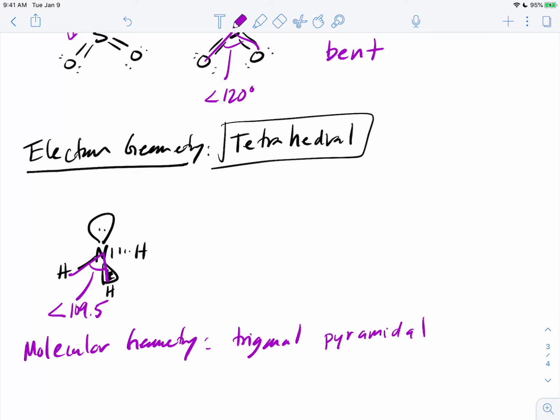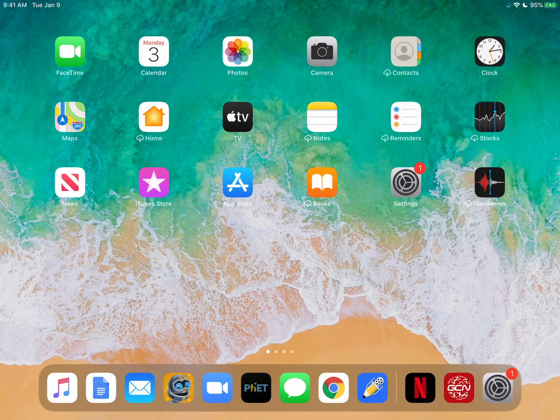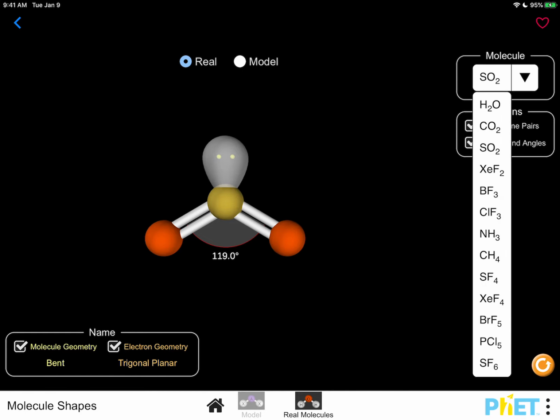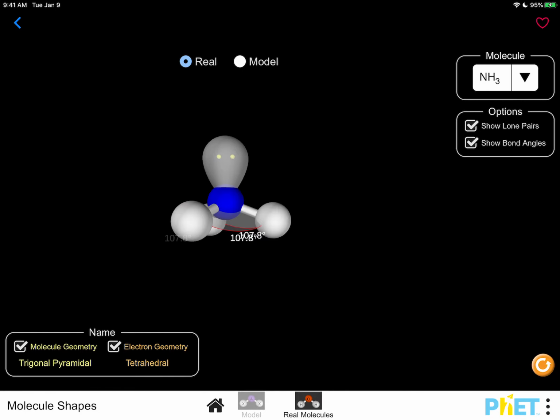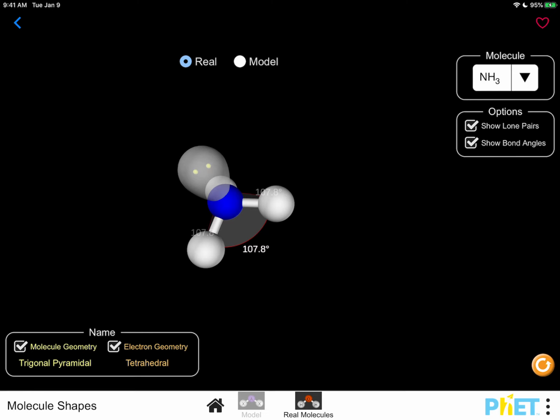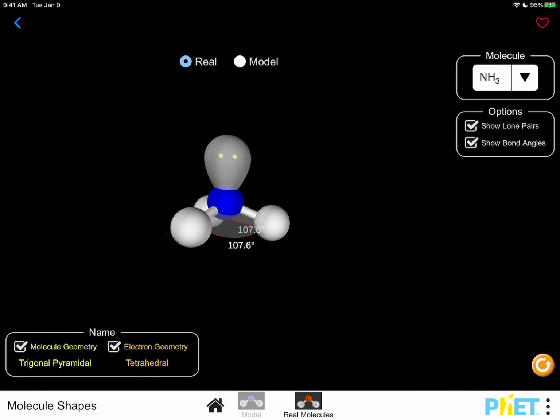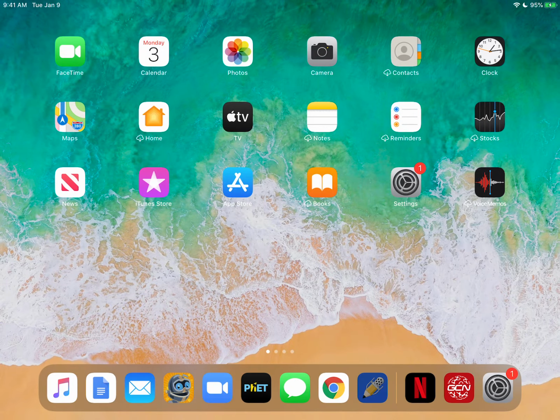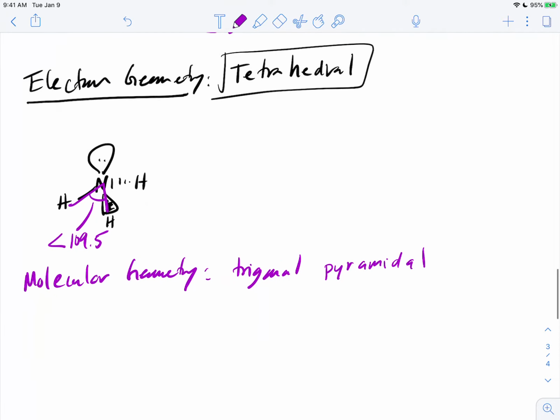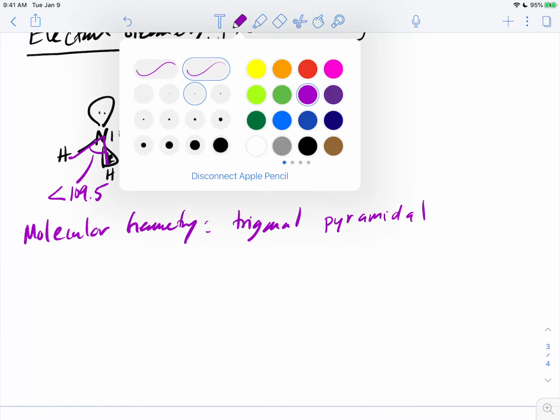And so again, we can go look at the PhET app and look for ammonia, and we can see here that it's actually 107.8. I don't want you to memorize that. I just want to show you that it's actually less than 109.5. That's what we predicted. Again, we can see the molecular geometry is trigonal pyramidal. Electron geometry is tetrahedral.